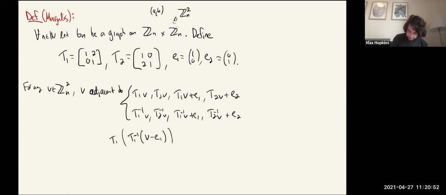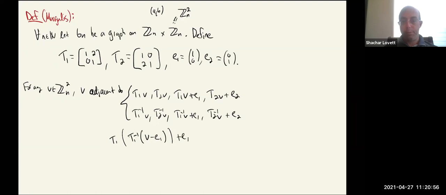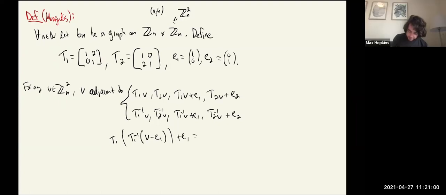Yeah. Right. You apply T1 to that and then E1. Right, you want this. You want to get the phi. Yeah, okay, this will work, right? Because this is V minus E1 plus E1, which is equal to V. Okay, so thank you. Let's try that again.